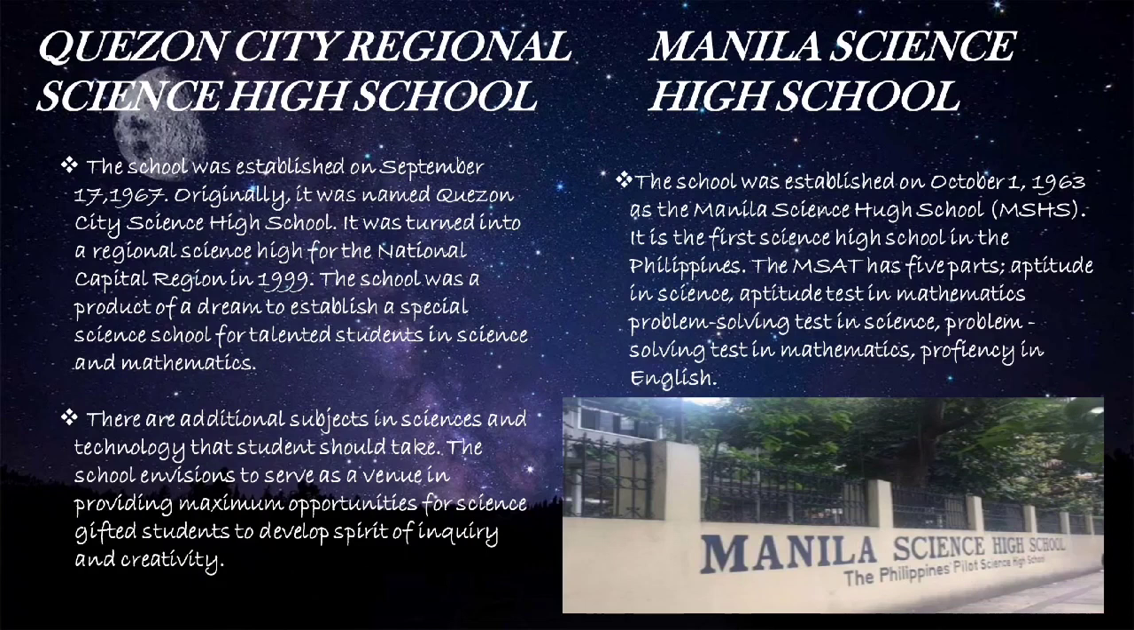So, Manila Science High School. The school was established on October 1, 1963 as the Manila Science High School or MSHS. It is the first science high school in the Philippines. The MSAT has 5 parts: aptitude in science, aptitude test in mathematics, problem-solving test in science, problem-solving test in mathematics, proficiency in English. So, Manila Science High School is a public science high school in the Philippines.